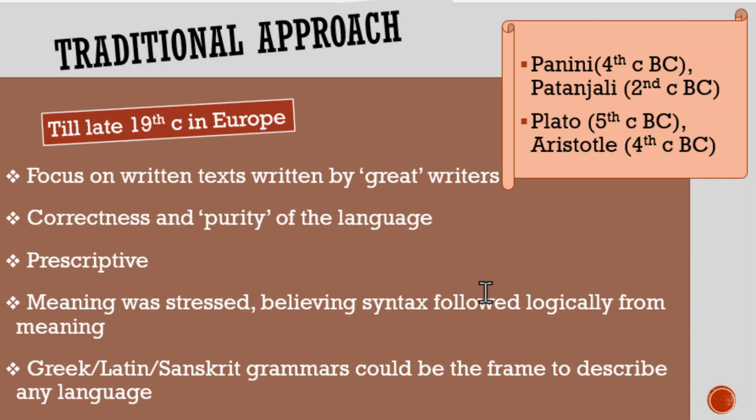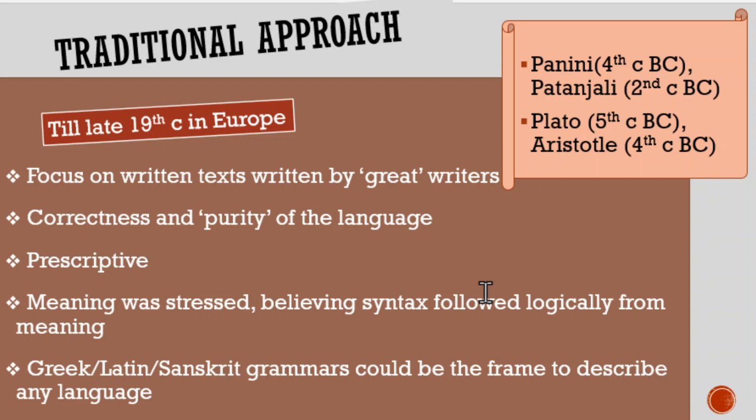Well, let's look at what were the features of the traditional approach. Traditional approach is approach before the late 19th century in Europe. In the traditional approach, the focus was largely on or totally on written texts. And written text means the text written by great writers or very high literature was models. And the grammarians were interested only in high standard language. Any variation which often occurs in everyday use of language were looked down upon.